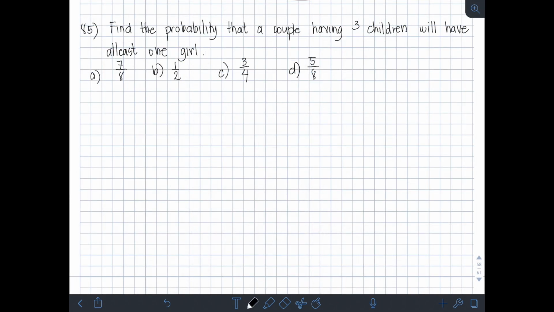Okay? Next, we have, find the probability that a couple having 3 children will have at least 1 girl. Okay, so probability. So, pwede natin gamitin dito yung probability for binomial distribution. So, again, it is equal to P equal to NCR, P raised to R, Q raised to N minus R. Yung N is the number of trials. Yung R is the number of success, P yung probability ng success, Q is the probability of failure, or formula niya is 1 minus P.